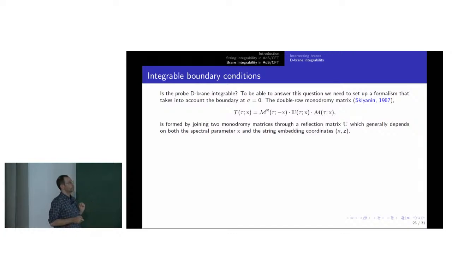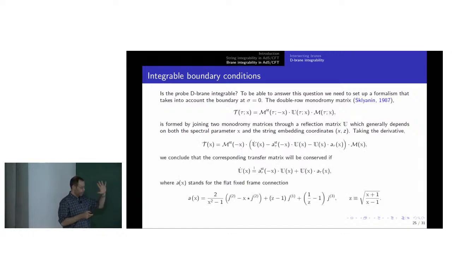And our task will be to find such a reflection matrix that will allow us to construct the conservation laws from this double row monodromy matrix. The procedure is the same as before. We differentiate, and we demand that this matrix is constant. When we do this, we arrive at this integrability condition, exactly here, that must hold on the boundary. And this transfer matrix will be conserved.